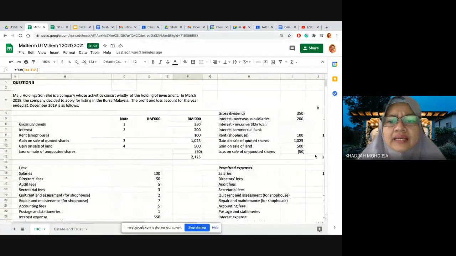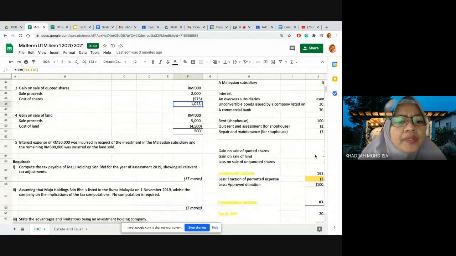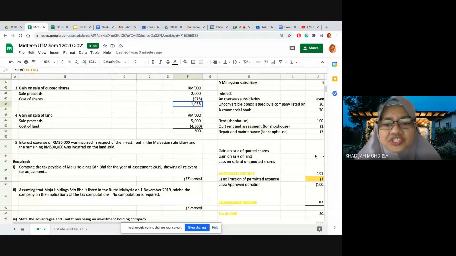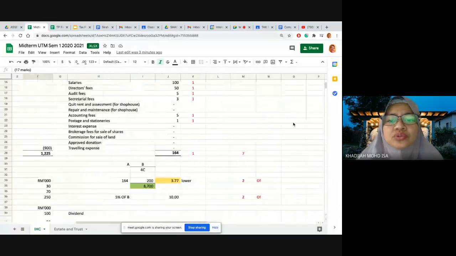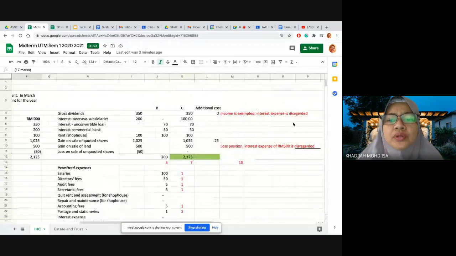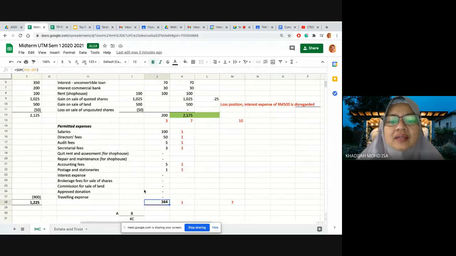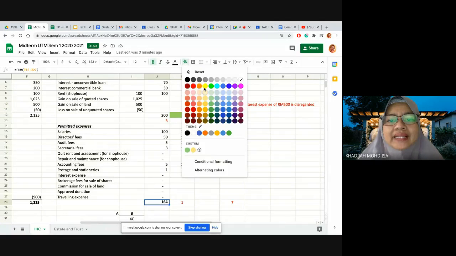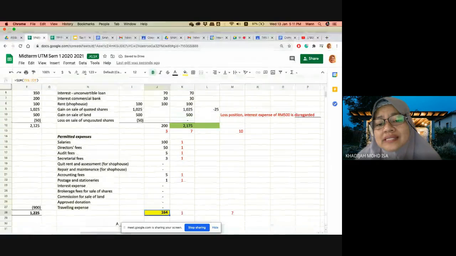Okay, let's look at the answer. So the question asks to compute tax payable by Maju showing all relevant tax adjustments. That is 17 marks. Okay, so I expect you to show me how to compute your permitted expenses. So most of you got it right. 164,000 permitted expenses. So whenever I see 164, I straight away give you 7 marks. Right?